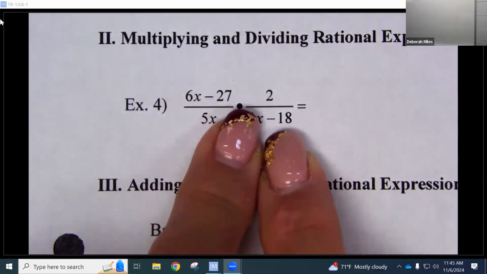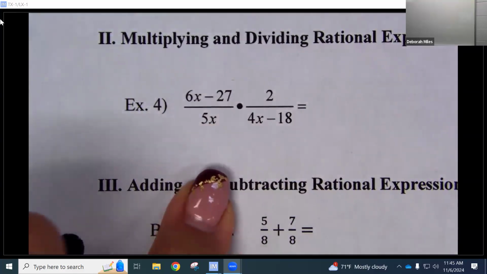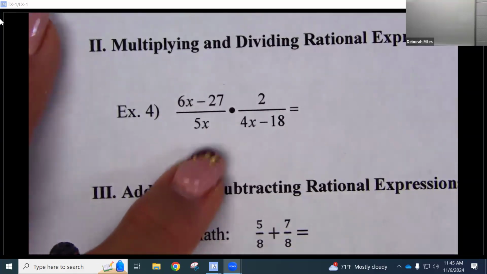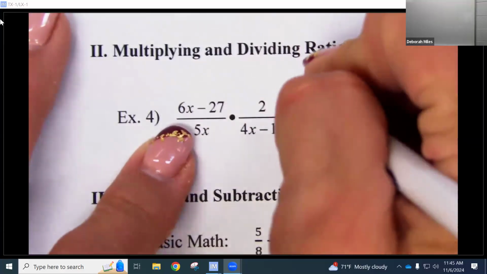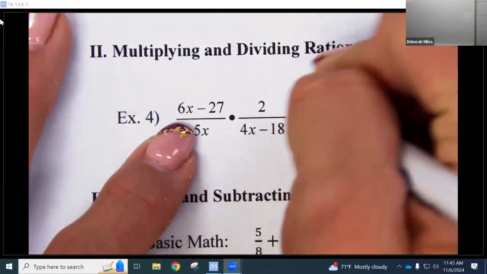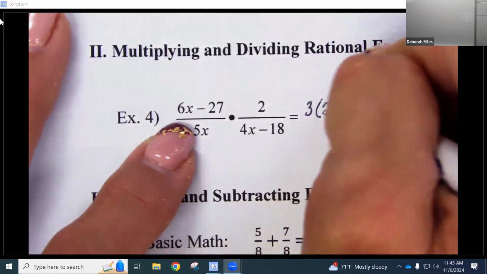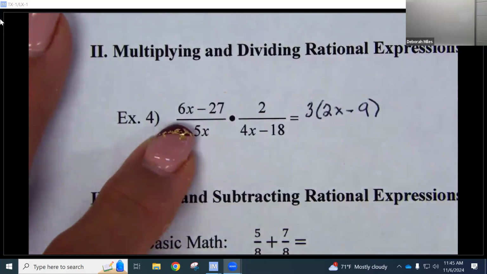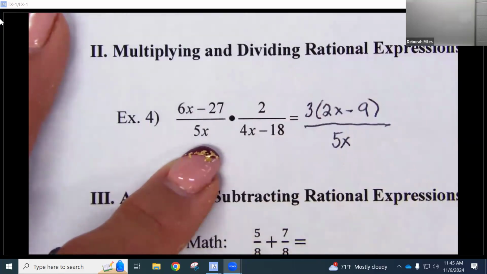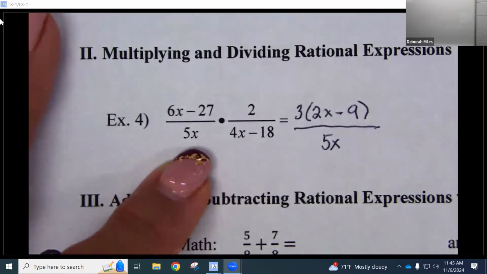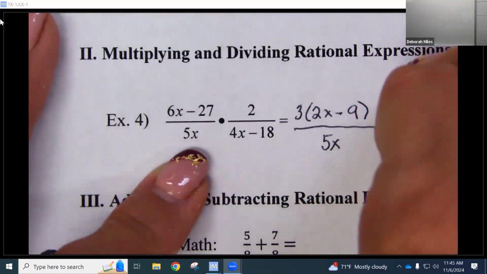Factor. Well, that's the first thing we're going to do on all of these problems. I'm going to factor, and then I can cancel my common factors. That's 6x minus 27. I could factor out a 3, and it would leave me a 2x minus 9. The first denominator is a monomial. I don't need to factor it. And the second numerator is a monomial.